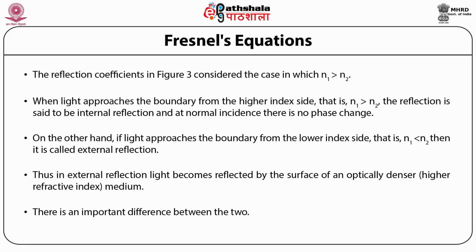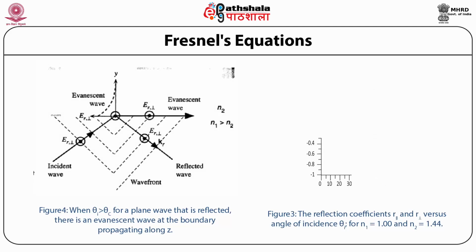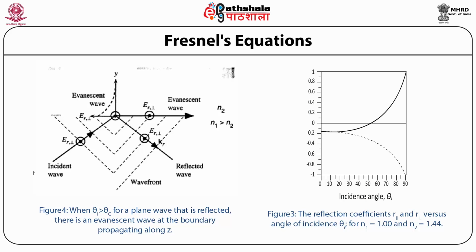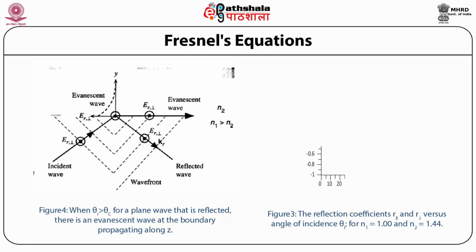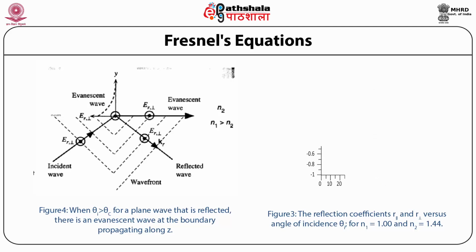There is an important difference between the two. Figure 3 shows how the reflection coefficients r perpendicular and r parallel depend on the incidence angle theta i. For external reflection, n1 is equal to 1 and n2 is equal to 1.44. At normal incidence, both coefficients are negative, which means that in external reflection at normal incidence, there is a phase shift of 180 degrees. Further, r parallel goes through 0 at Brewster's angle theta p given by equation 12.